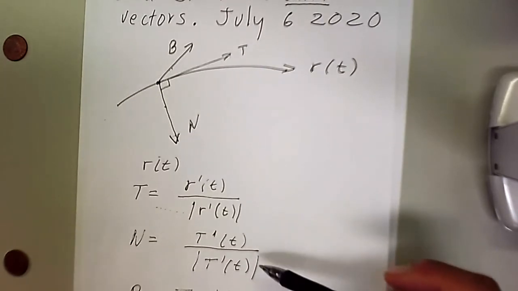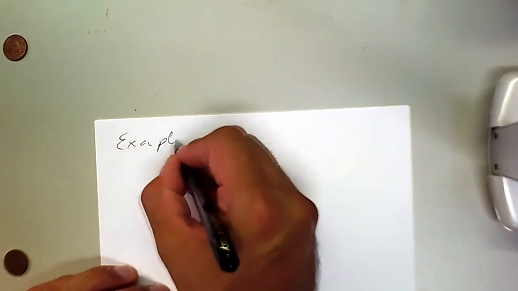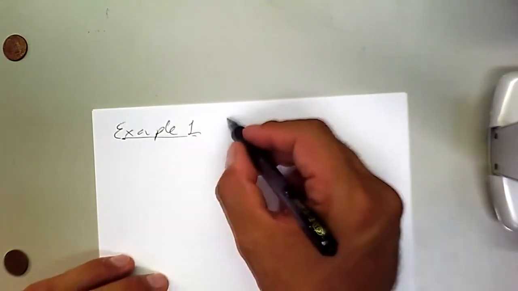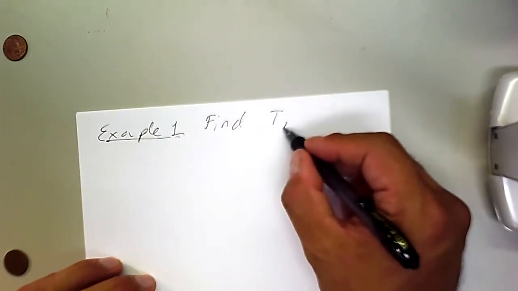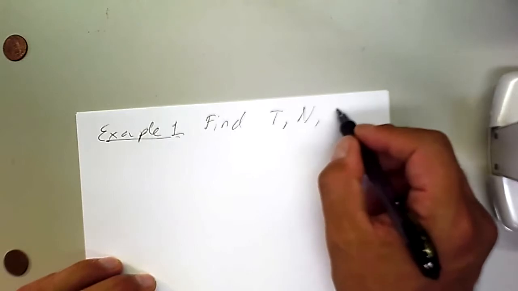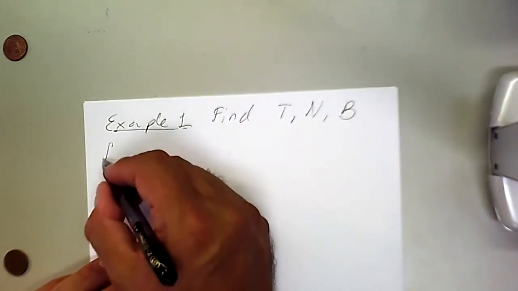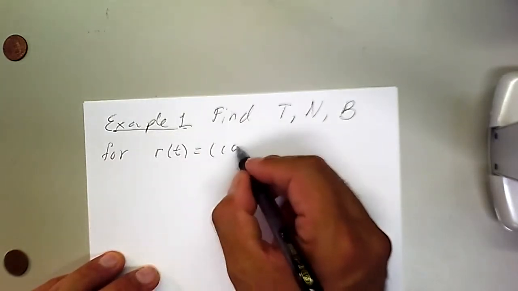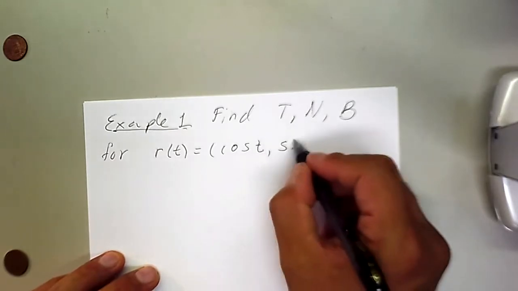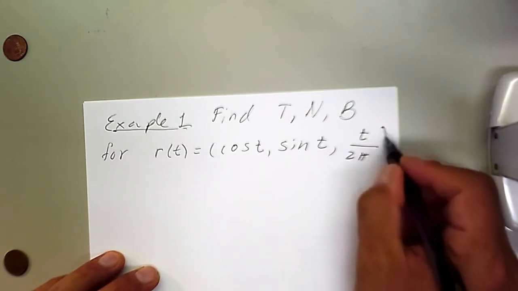Let's move on to an example. Example 1: find the tangent unit vector, normal unit vector, and binormal unit vector for r of t, which is going to be cosine t, sine t, t over 2 pi.